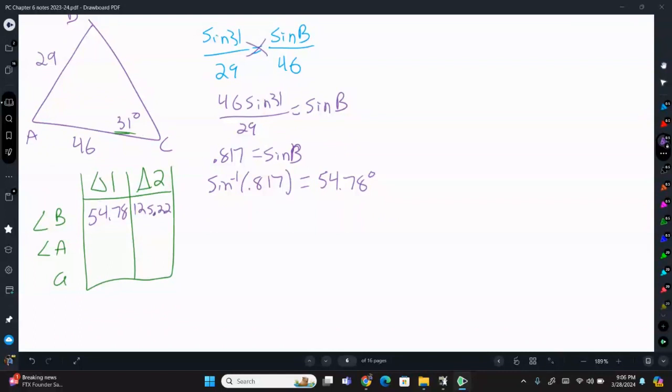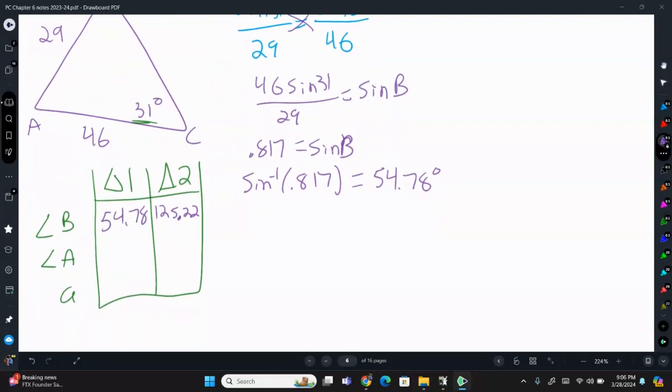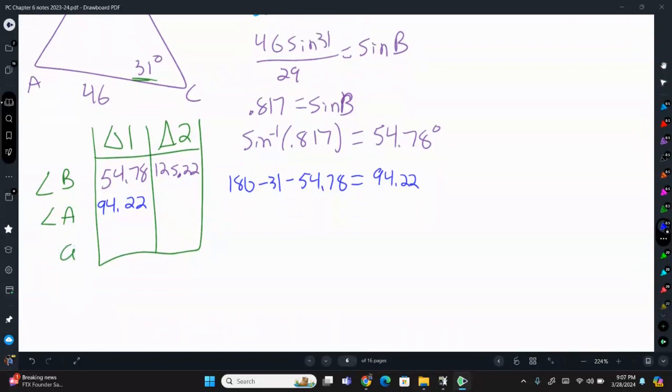So I'm going to check real quick. Can I figure out angle A in both triangles? Yes, I can. So 180 minus 31 minus 54.78, we get 94.22. And I'm going to stick with triangle 1 for now and then go back to triangle 2, just so that all my information for triangle 1 is in the same spot.